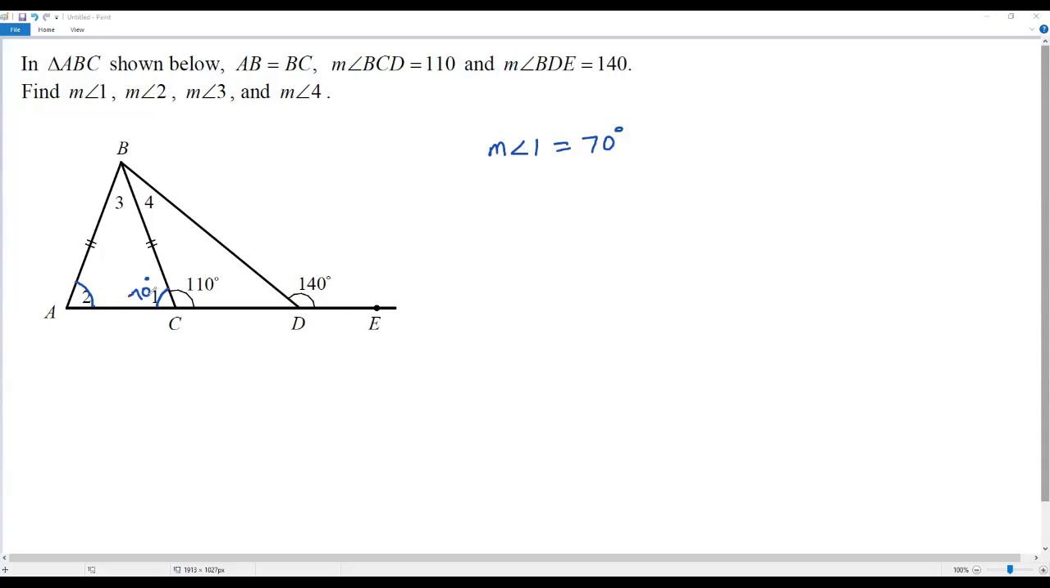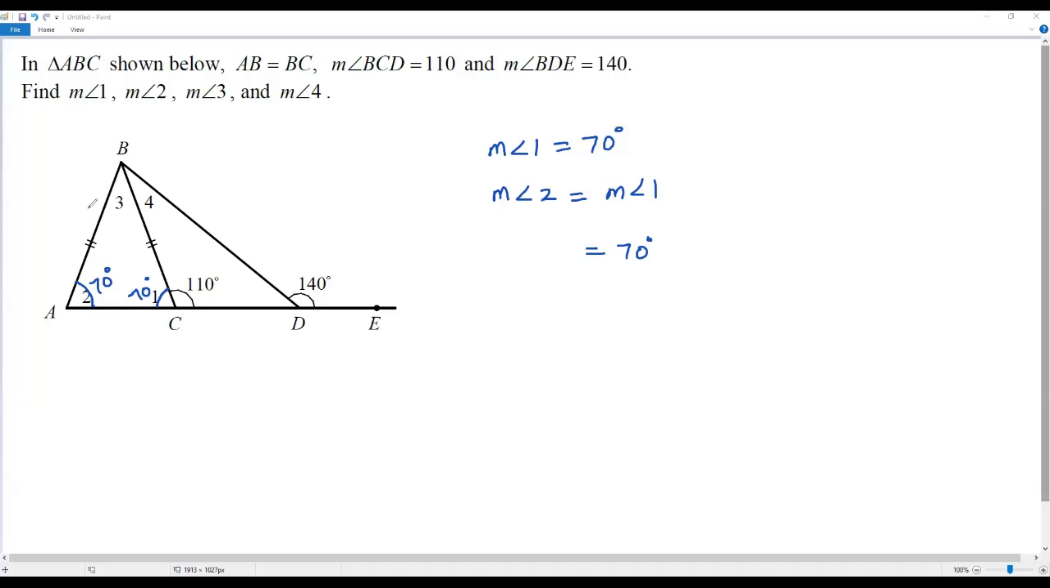Since angle 1 and angle 2 are opposite the sides of the triangle which are equal in length, the angle measures 1 and 2 must be equal. So the measure of angle 2 equals the measure of angle 1. We know angle 1 is 70 degrees, so we plug in 70 degrees. Now both of them are equal to 70 degrees. Now our aim is to find the measure of angle 3.